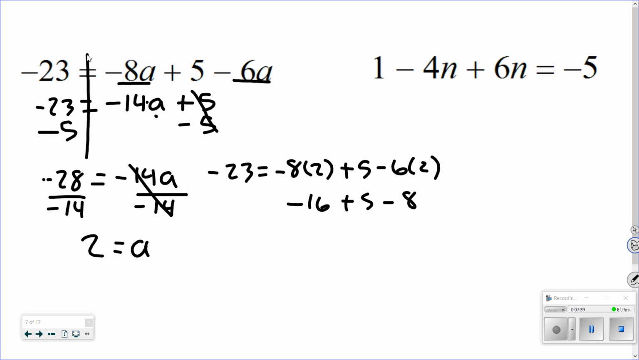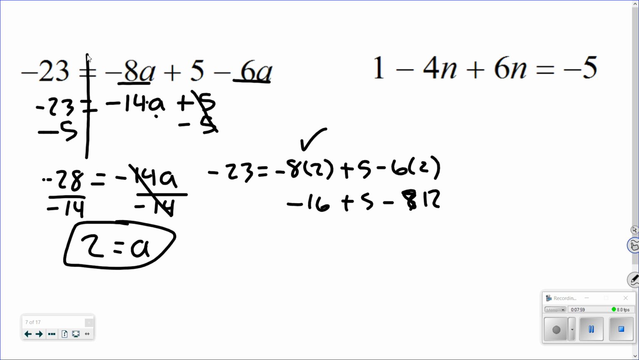So let's double check this again. So I got 2 for the answer. That's because 6 times 2 is 12, right? Sorry about that. So that'd be negative 16 plus 5 is negative 11. Negative 11 minus 12 is a negative 23. So it does check off. It does make it true. Okay, so we solved it correctly. We got our correct solution.